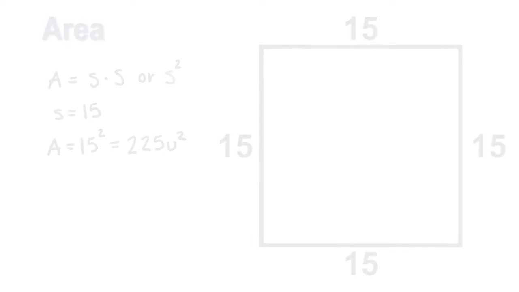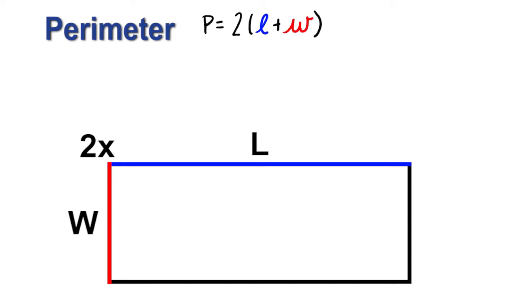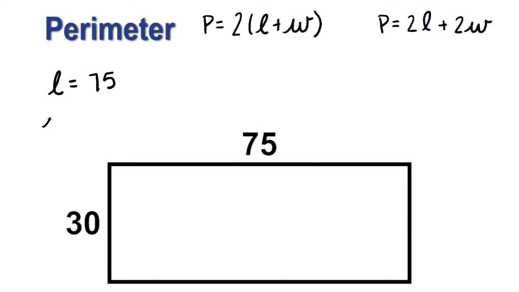Another formula that is often used is perimeter. Perimeter of a rectangle can be found by adding the length and width and then doubling the sum. Or it can be found by doubling the length, doubling the width, and then adding the 2 doubled amounts. The expression for the first method would be written as perimeter equals length plus width in parentheses times 2. The expression for the second method would be perimeter equals 2 times length plus 2 times width. Let's evaluate both expressions when the length is 75 and the width is 30.